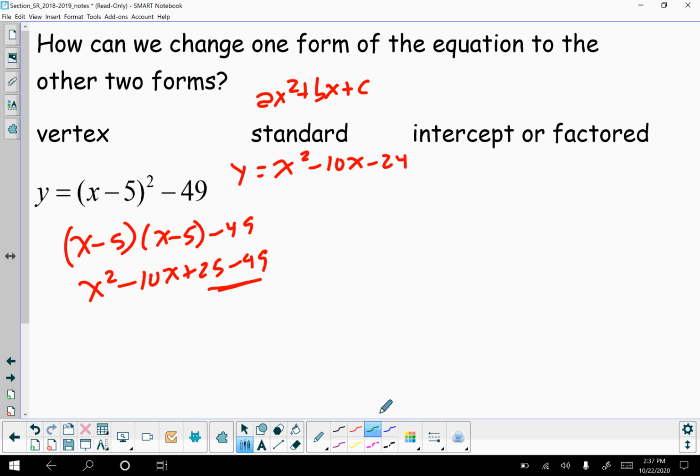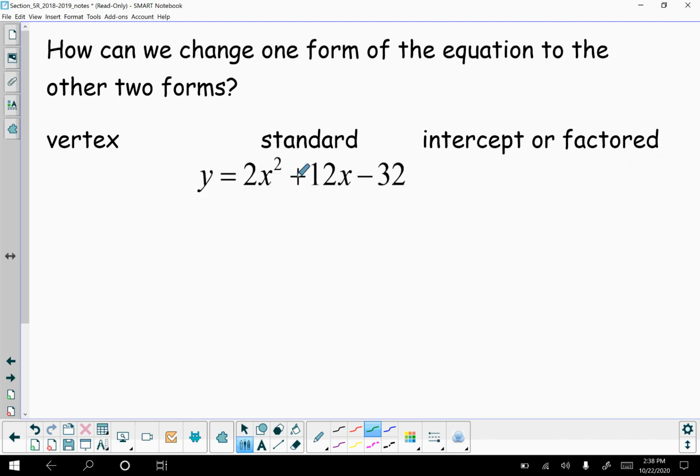And then the factored form, let's see if we can factor that. So I'm going to have x and x. And then what two numbers multiply together to give me negative 24 and add together to give me negative 10? I think it's going to give me negative 12 and positive 2. So there's our intercept form. That would tell us where it crosses the x-axis.